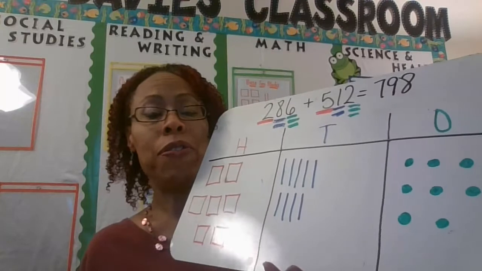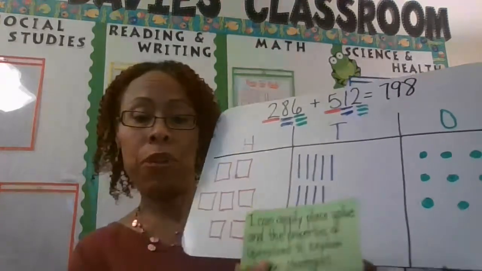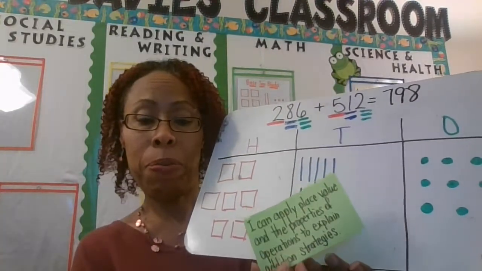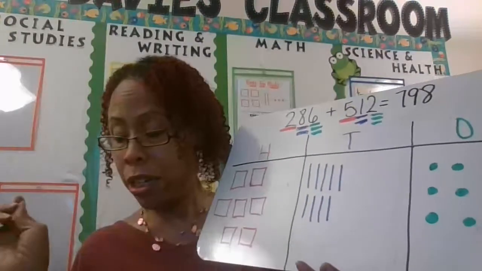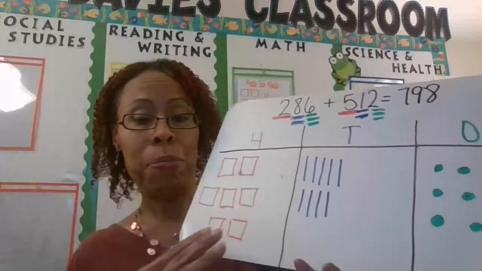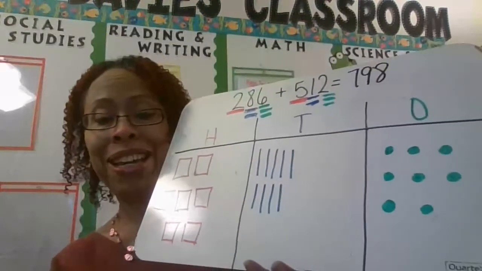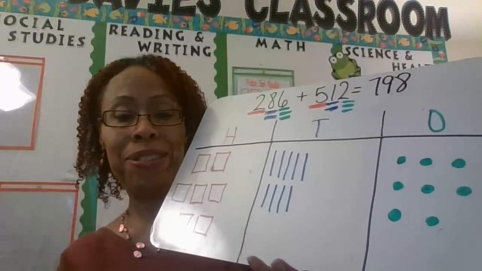So now we've solved the problem. We've applied place value and the properties of operations to explain addition strategies. In this case, we use the place value or the base 10 mat. We're looking forward to seeing you use the same strategy.